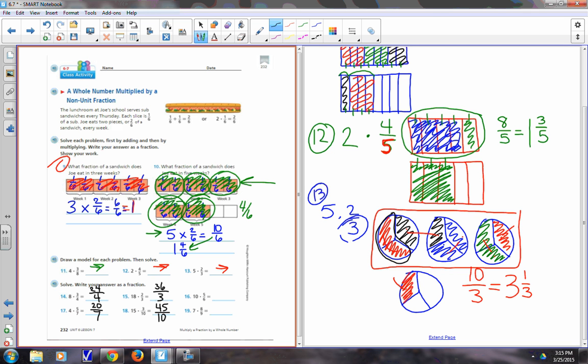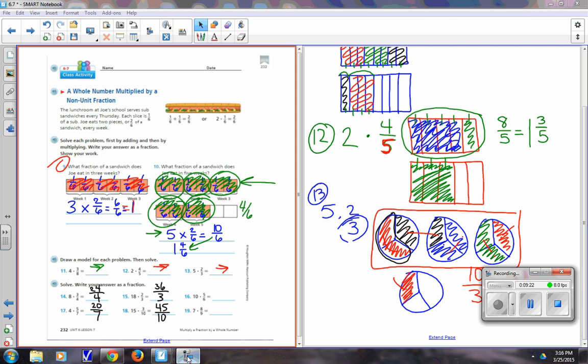Now, the reason I'm not making these mixed numbers and keeping them improper is because in the directions it says write your answer as a fraction. It's not saying as a mixed number. So I want you to do number 16 and 19 on your own, and we'll correct it tomorrow.